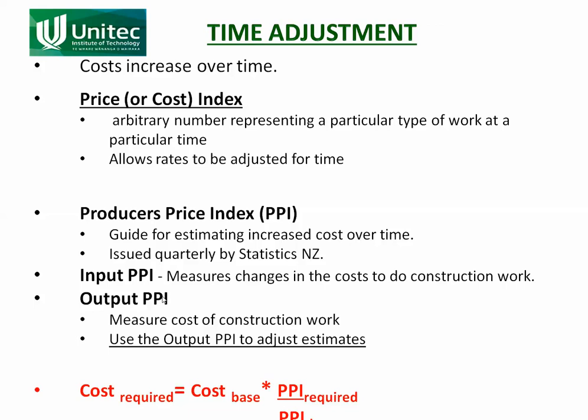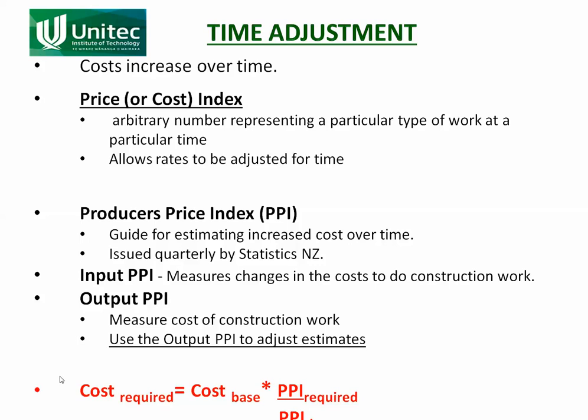The output PPI is the price that is charged by contractors. So this is the cost to the client. The input PPI is the cost for the contractor. The output PPI is the cost to the client. So if you were a contractor, you'd be interested in the input PPI. If you're a client doing an estimate, adjusting a price, then you are interested in the output PPI.